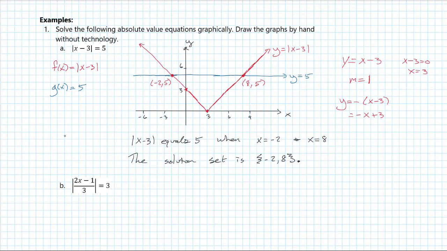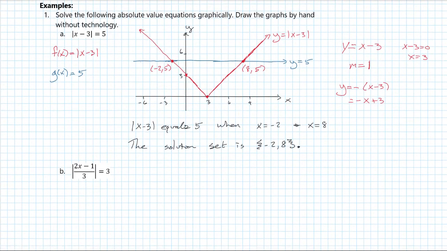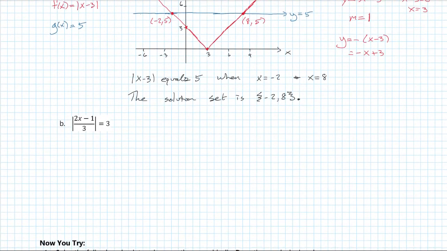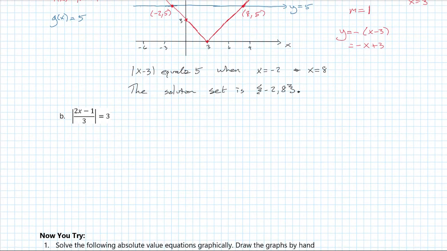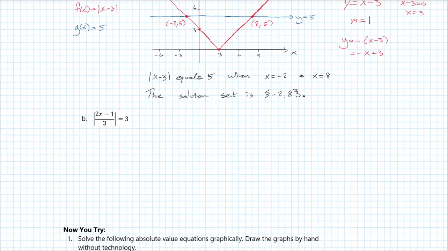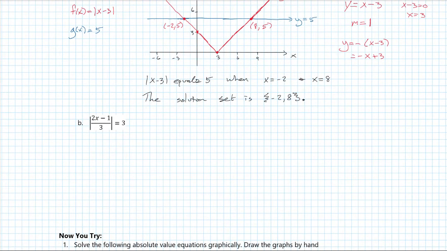We're going to do one more example of this, with something just a little bit more complicated of numbers, but the same idea. We want to solve the absolute value equation: the absolute value of 2x minus 1 all divided by 3, close absolute value, equals 3.